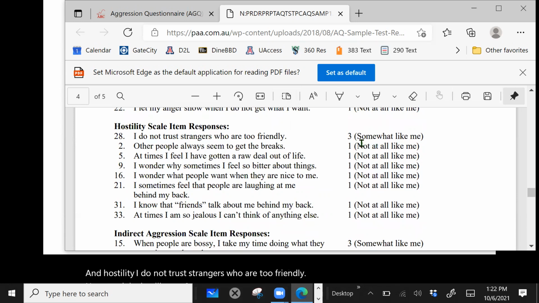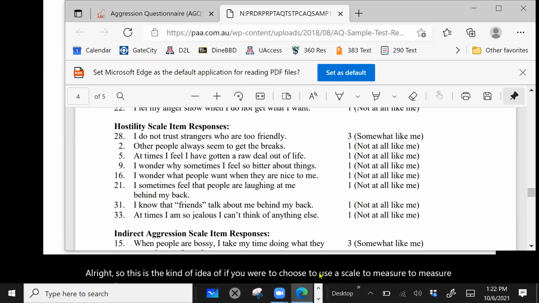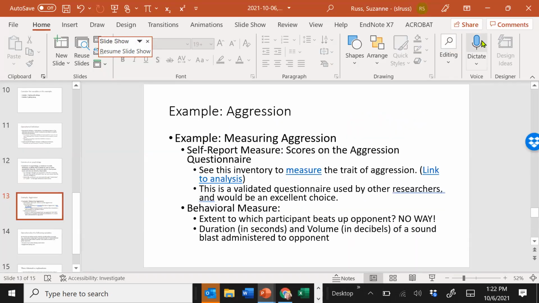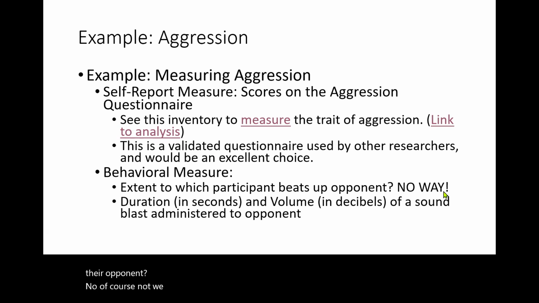All right. So this is the idea if you were to choose to use a scale to measure aggression. Another way would be to do a behavioral measure. You'd actually be asking your participants to do something that would be a proxy measure for aggression. You'd think, okay, we're measuring aggression, so should we measure whether our participant beats up their opponent? No, of course not. We can't put any of our participants in a position where we want them to cause violence.